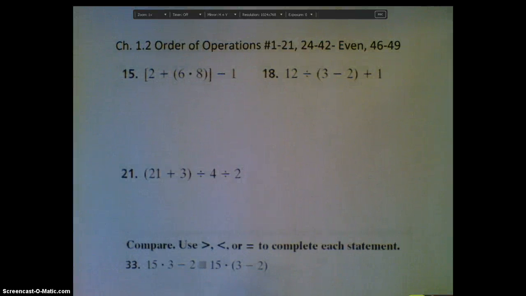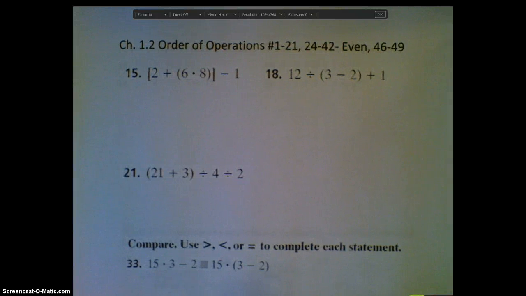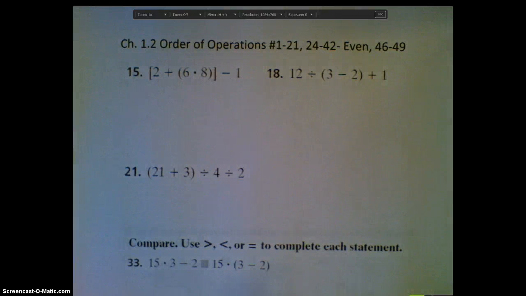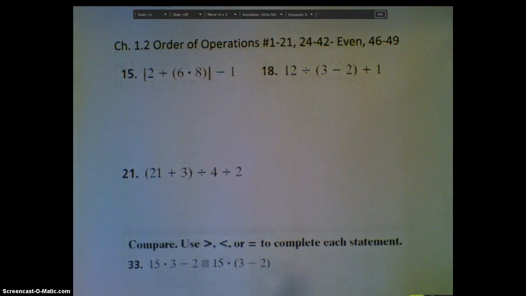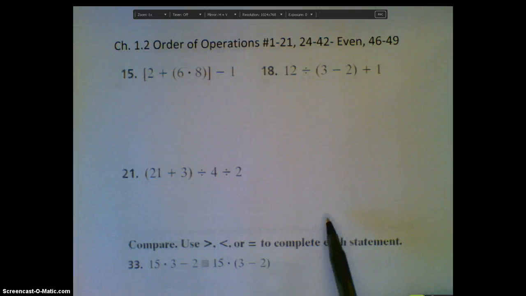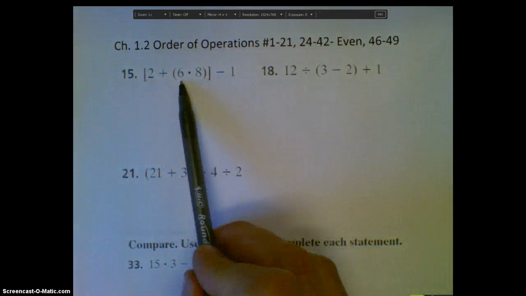We're on Chapter 1, Section 2, the order of operations, which hopefully is review, but it takes some practice to finally get to where we can use these to solve problems. So I'm going to work through a few problems, and hopefully this will help.